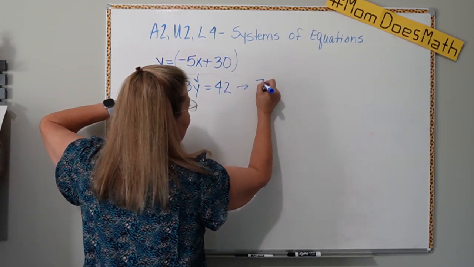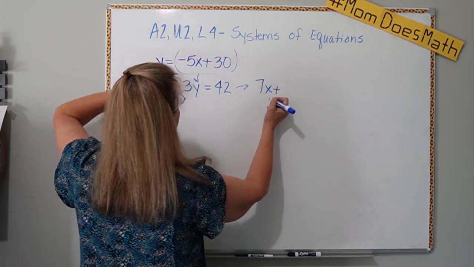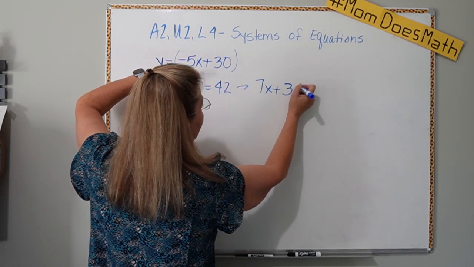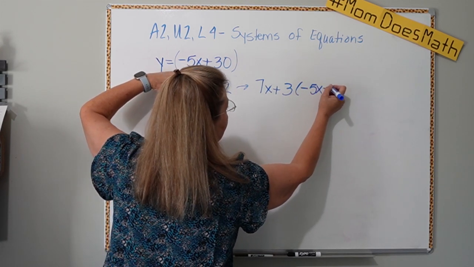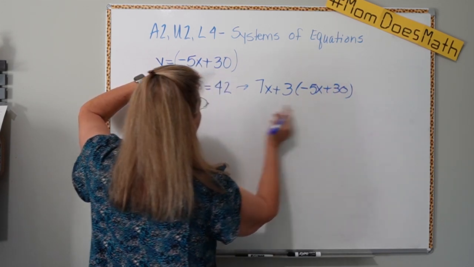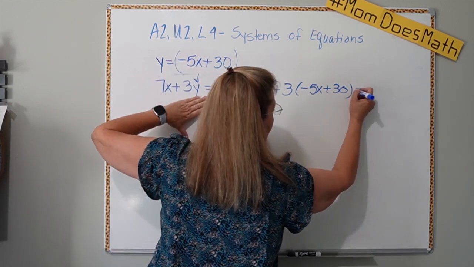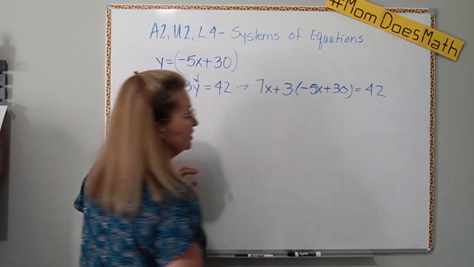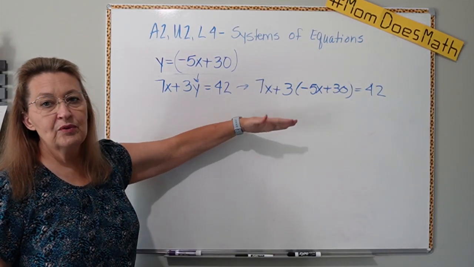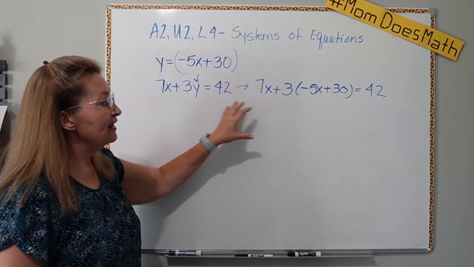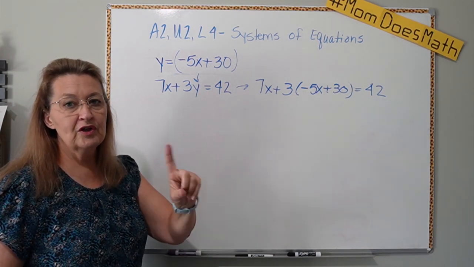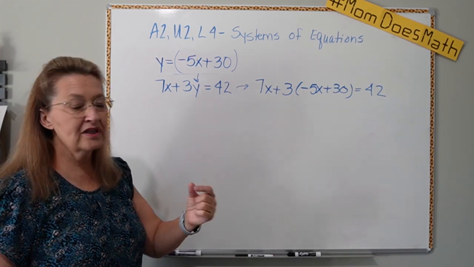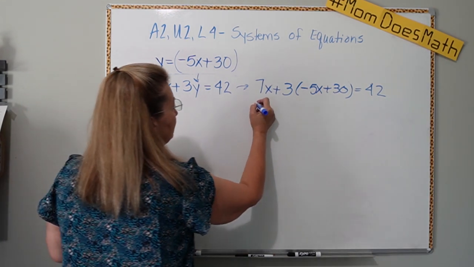It's going to be 7x plus, now when I substitute this in, that's 3 times -5x plus 30 equals 42. Now you can see what this step actually does is it eliminates one of your variables. Now you have a linear equation in one variable and you can solve that. So let's go to it.